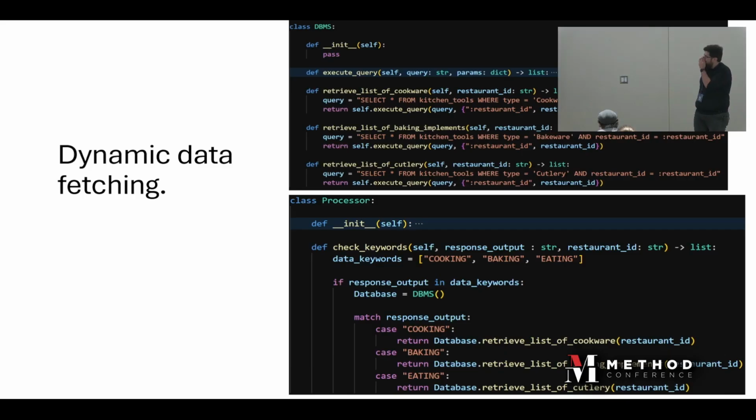But how can we perform a targeted data lookup? All we do is change our queries to receive an ID, right? In our cookware, restaurant ID is equal to our restaurant ID. We just pass the identifier in. So remember when I said Jane Doe was the identifier earlier? In this case, it'd just be an ID.